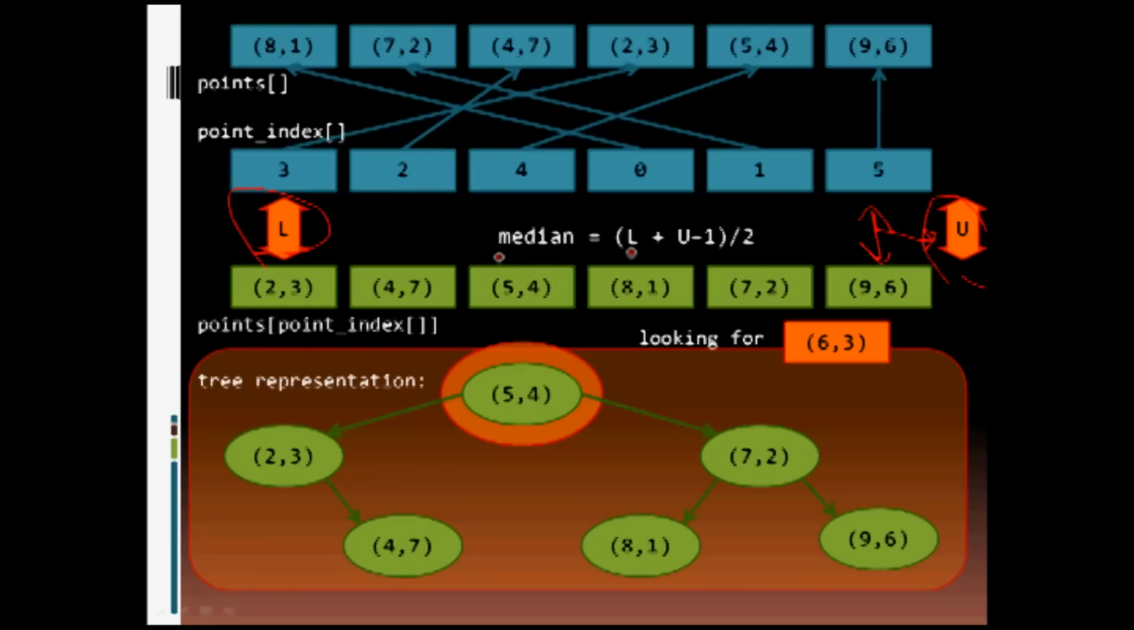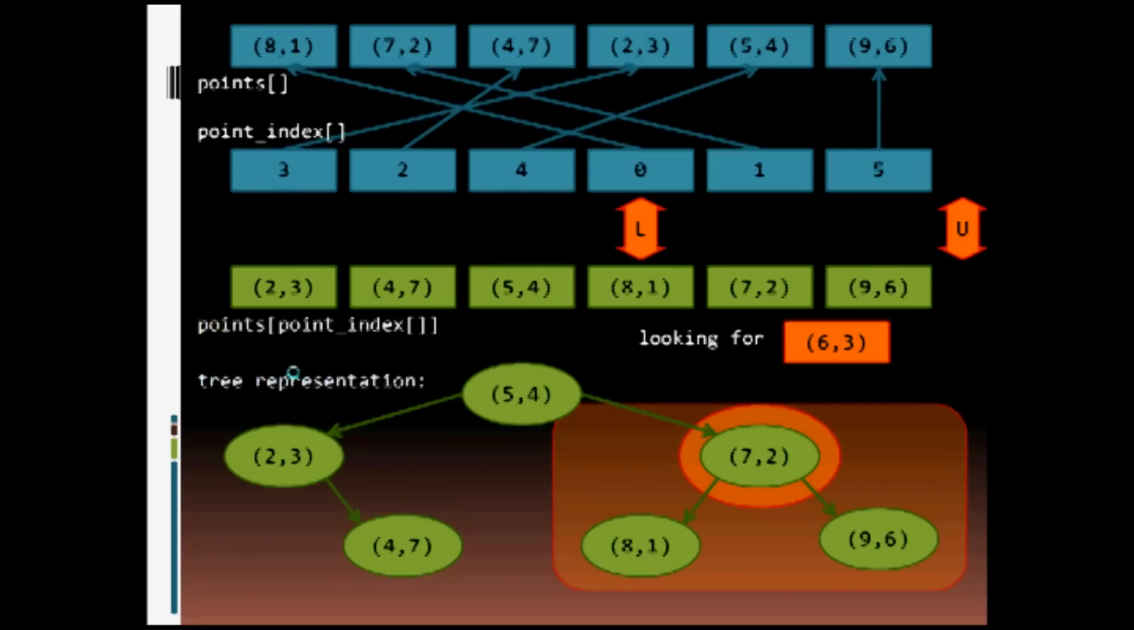Our median, with my definition of upper here, is defined as L plus U minus 1 divided by 2. So that gives our median at 5, 4. So 5, 4 is the left of the two middle nodes we have here. So these two lower and upper pointers, or indices, into our array, starting at 0 and here's 6, show that we are currently at median 2 as our node, and that node 2 has this entire subtree underneath it.